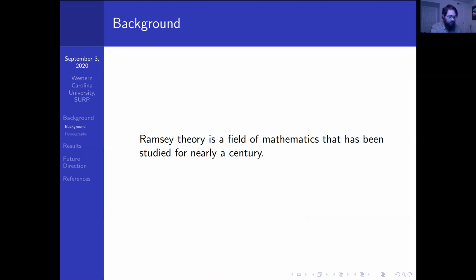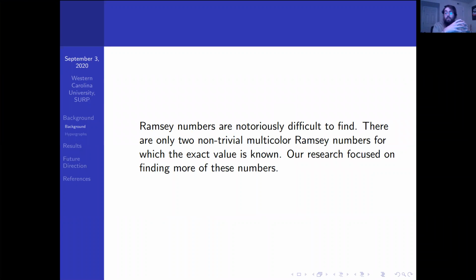actually been studied for nearly a century at this point. The general idea behind Ramsey theory is to take some original structure and then to partition it in pieces and see at what size of the original structure we can guarantee that some substructure must exist in one of the partitions. These numbers are actually notoriously difficult to find. There are only two non-trivial multicolor Ramsey numbers for which the exact value is known, and our research focused on finding more of these numbers.